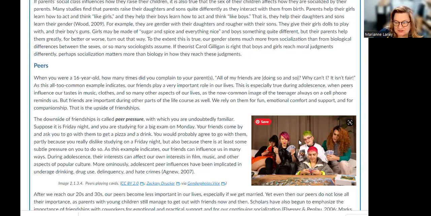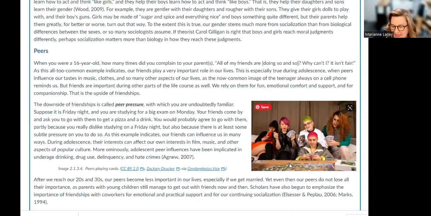Look at this picture. I love this. They're all different, but they're playing a game, but there's also a puzzle. And then she's on her cell phone. That's pretty normal. Just hanging out and doing nothing is better than being with your parents when you're a teenager. So the downside is peer pressure.